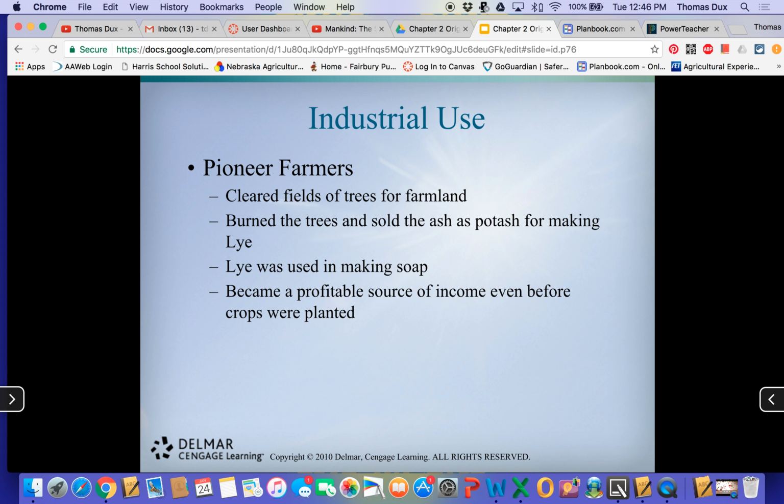And then this could become a profitable source of income even before crops were planted because everybody needed soap at the time. Imagine you're in the plains of Nebraska in the 1800s. Your house is smaller than this room, probably about half this room. It's made of sod. You got dirt floors. Do you think you'd maybe want to have a little soap, clean up a little bit?